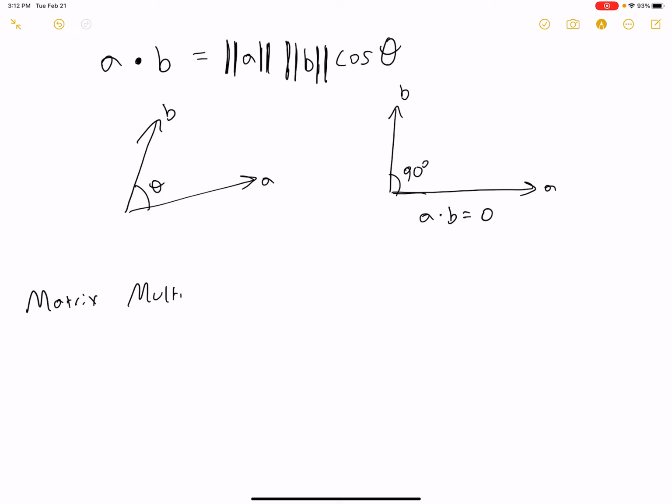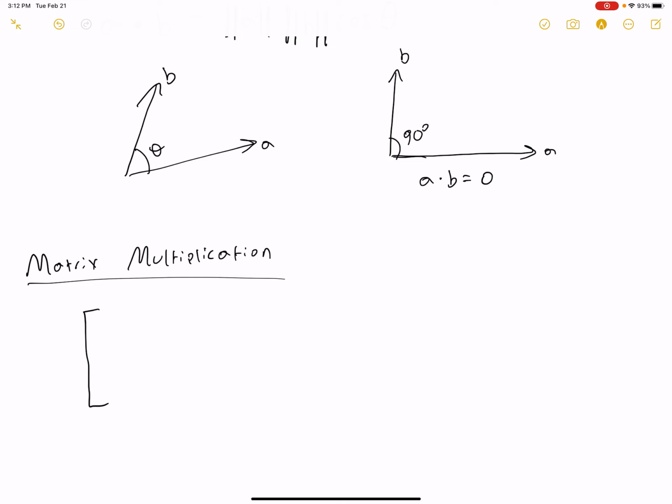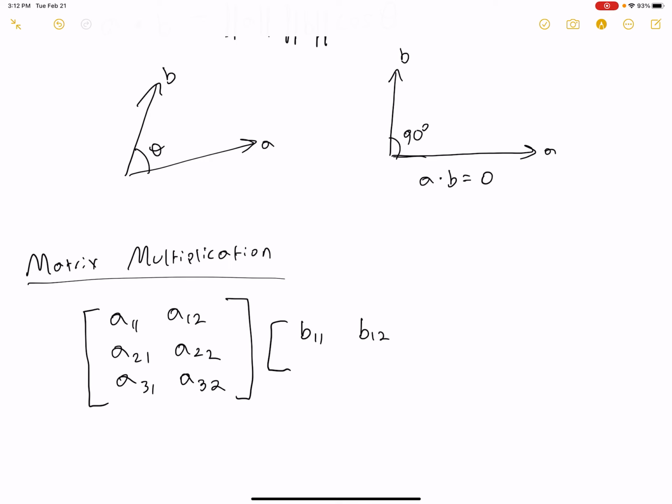Okay, so then we also have matrix multiplication, which is definitely not needed in this class, but if you're curious, you have a matrix like so. I'm just giving indices to different elements of the matrix, and we multiply it by this type of matrix, B, with the corresponding indices. So indices are row, column.